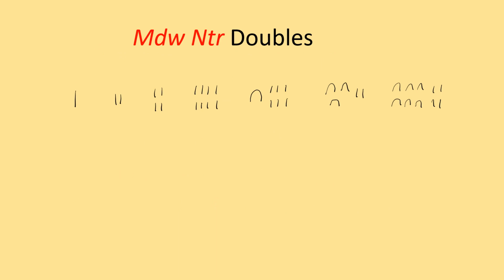In lesson 2, we looked at doubles using the Medu Neter numerals. So here they are one more time. Starting from left to right, we have 1. Double 1, you get 2. Double 2, you get 4. Double 4, you get 8. Double 8, we get 16. Double 16, we get 32. And double 32, we get 64.